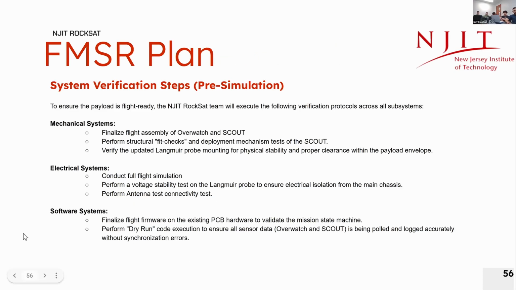As for the MFSR plan, system verification steps before pre-simulation will include mechanical systems testing, electrical system testing, and software testing. For mechanical, we want to finalize a flight assembly of Overwatch and Scout, and make sure everything is in flight configuration. As for electrical systems, we want to conduct full flight simulations and perform voltage stability tests on the Langmuir probe to ensure electrical isolation from the main chassis. As for the software, we want to finalize flight firmware on existing PCB hardware and validate the mission state machine. Make sure there are no synchronization errors once everything is integrated together in its flight configuration.